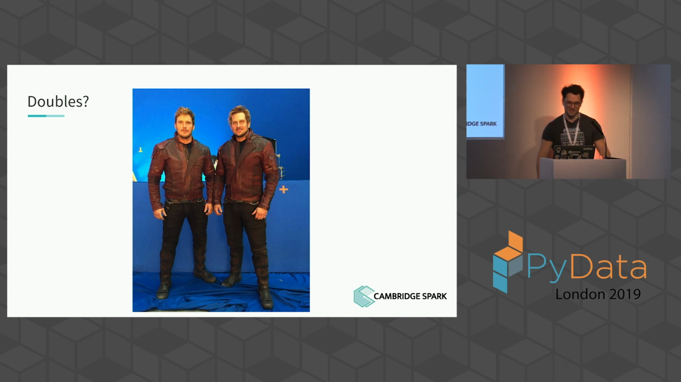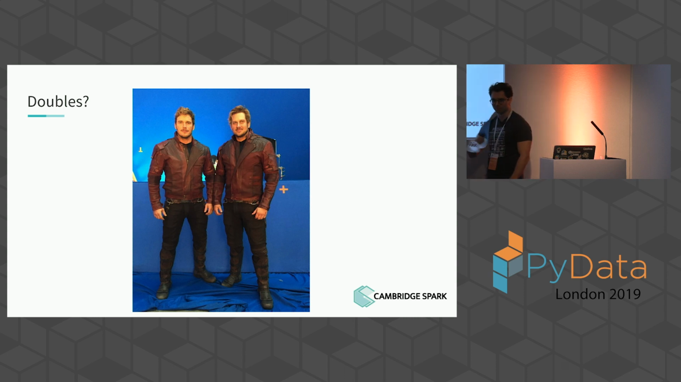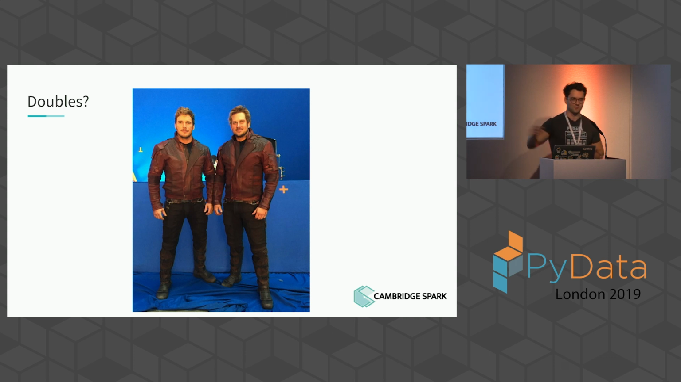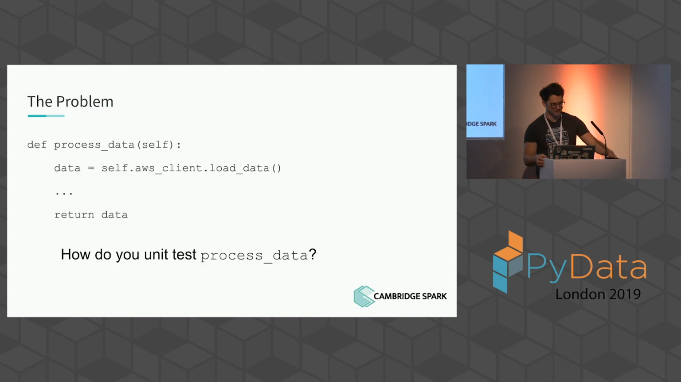I don't know, but this is the concept of a double, right? So when you're in a dangerous situation that might impact your health, what do you do? You call a double. That's going to take the risk for you. So a double is someone that replaces you for a specific situation. Can we have doubles for testing? Yes, we can.